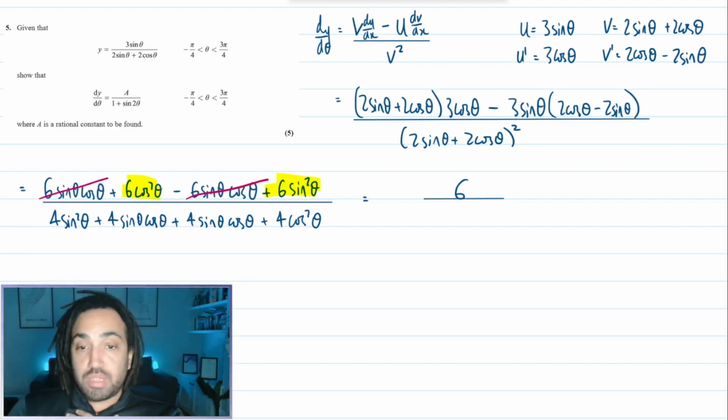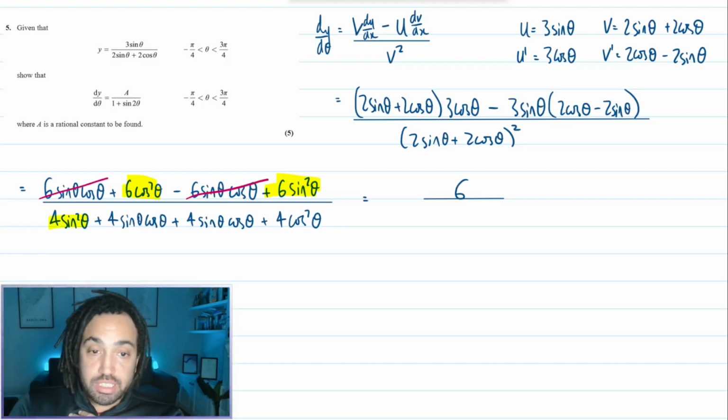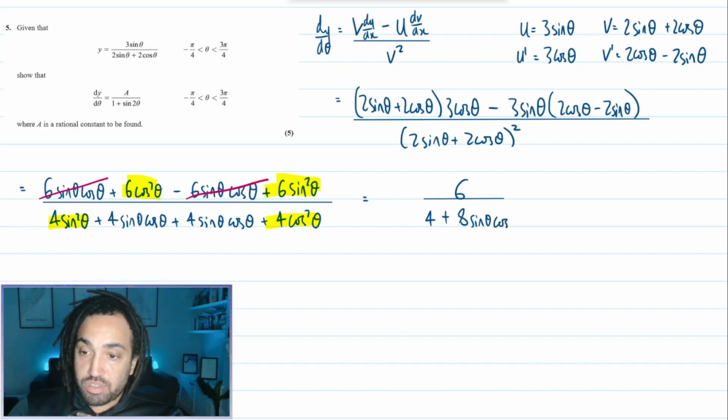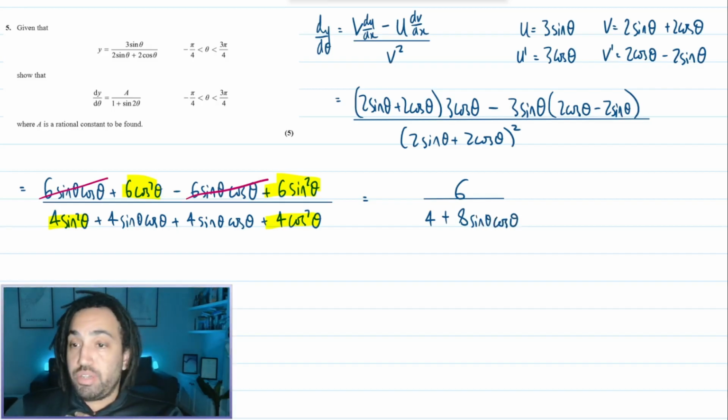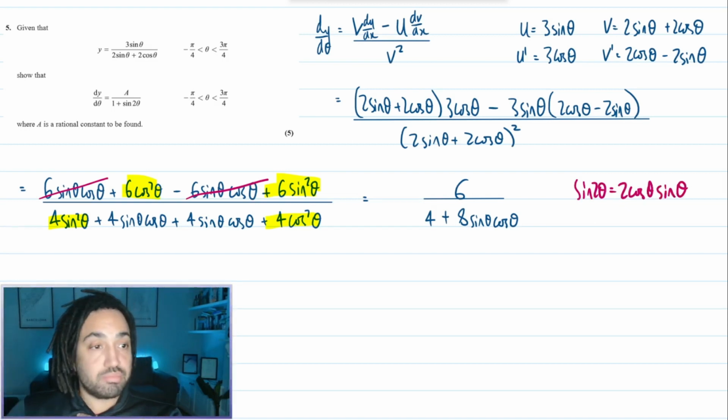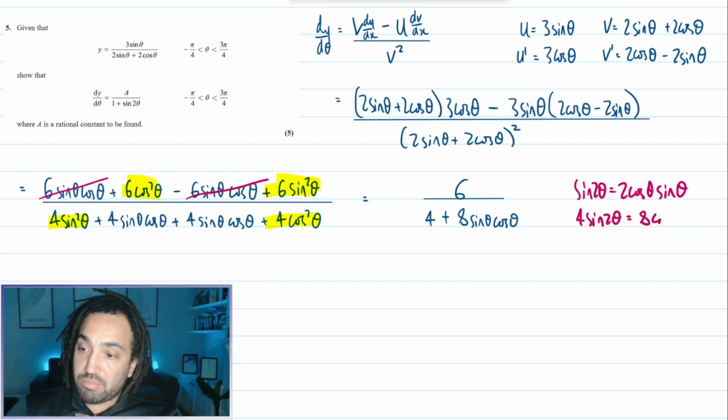Okay, on the bottom, we've got that again. We've got this lovely identity here. You add those two together, you're going to get 4. And here we've got 8 lots of sine theta cos theta. And we're going to use another lovely identity, which is that sine 2 theta is equal to 2 cos theta sine theta. So timesing both sides by 4 will give us what we have over here.